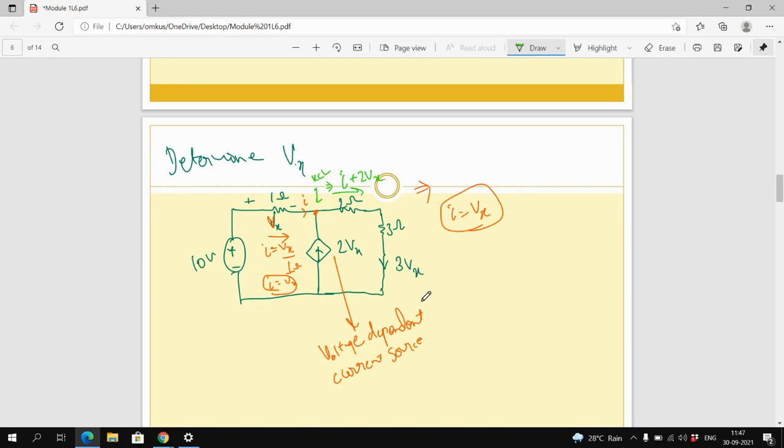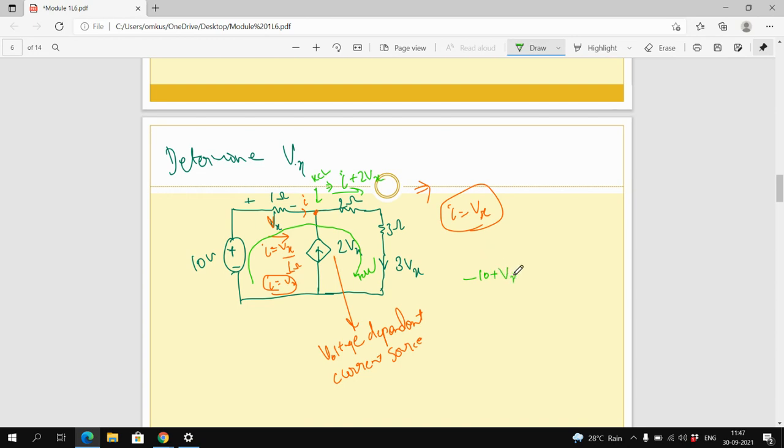Now apply KVL here. What is the KVL in the whole outer loop? KVL in the outer loop: first polarity is minus 10 volt. Then the first polarity is positive, and the voltage is Vx.